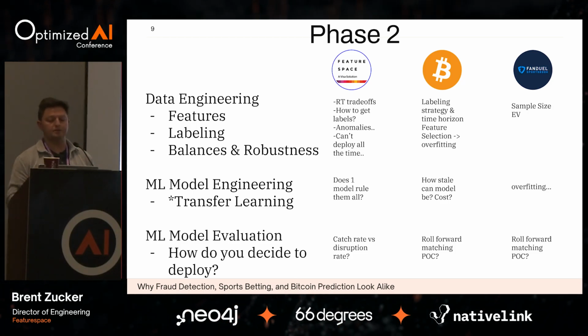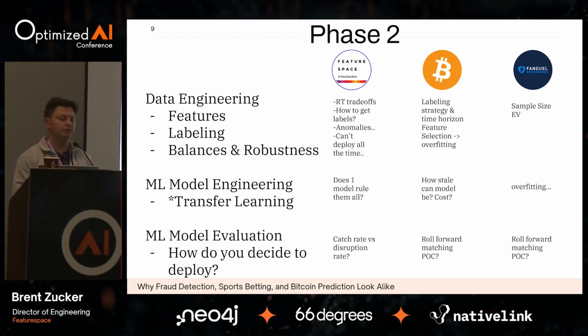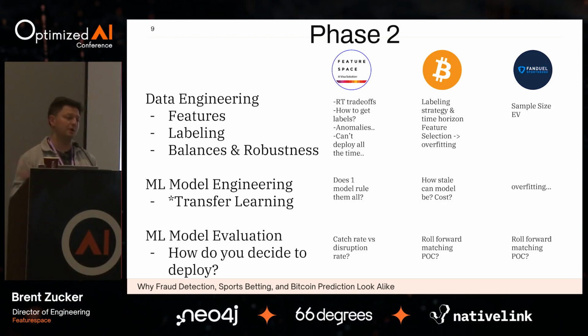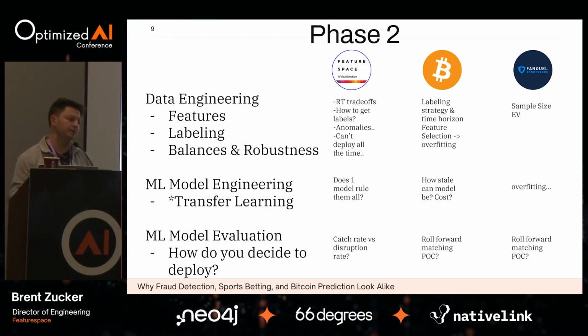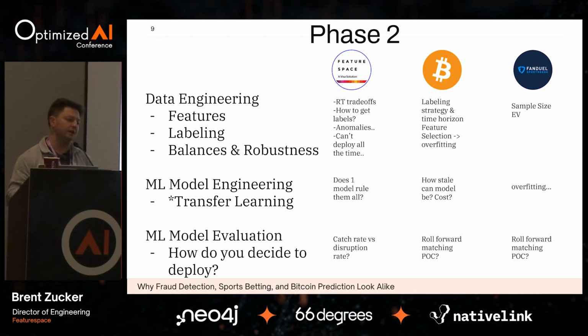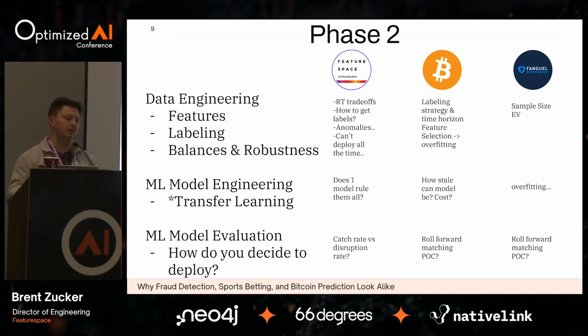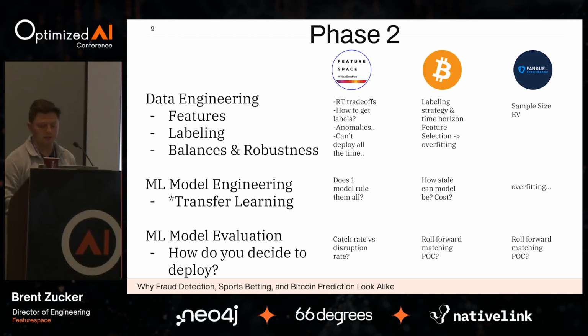In the fraud space, to boil the ocean, it's your catch rate versus your disruption rate, right? Are you catching enough fraud to justify stopping people from completing their transaction?